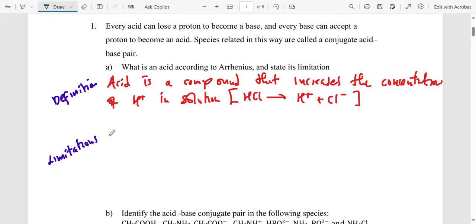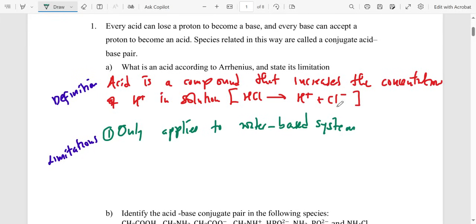So the first limitation is that it only applies to water-based systems. Any acid that is not in water, that is not in solution, we don't consider it. So it does not explain the behavior, let's say, of a non-aqueous solvent.